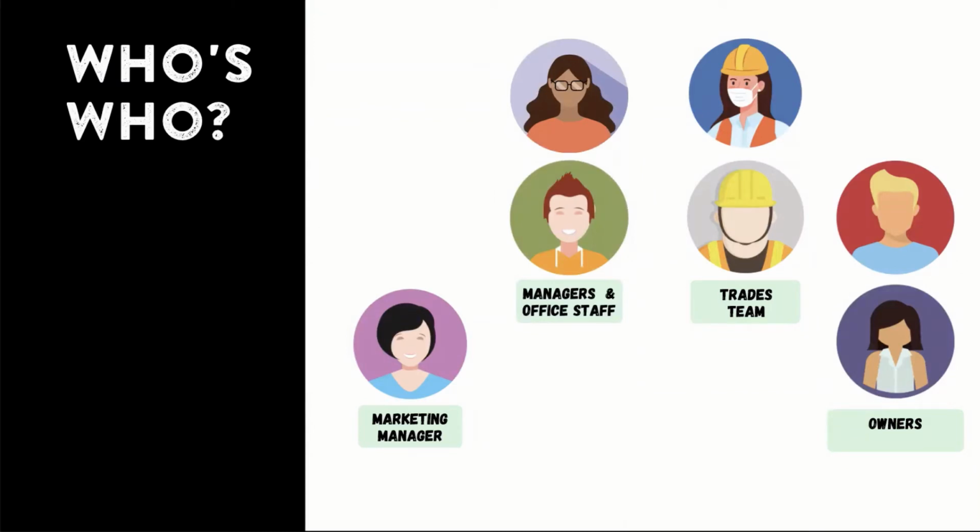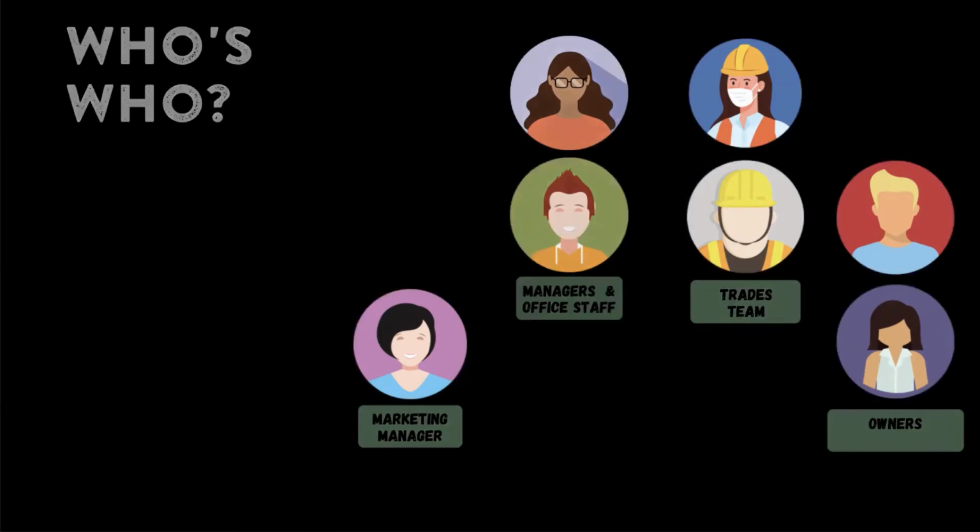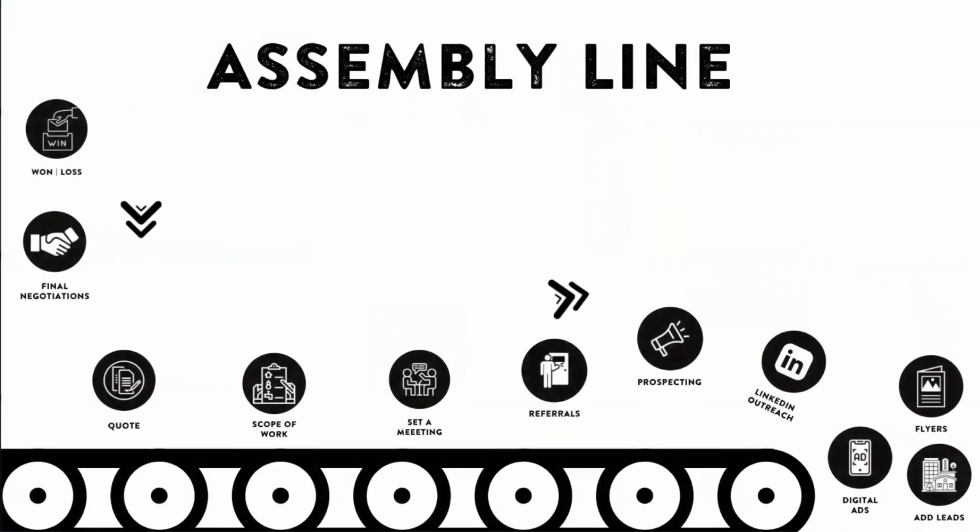Okay, so now we know who's who, and we know what they do, and we assign all the activities to the right person. Then what you can do is create an assembly line of all the activities. So this is where you can really start to scale your business and your sales process, because you can create an assembly line of all the revenue generating activities that you can basically just rinse and repeat over and over again to get a positive result.